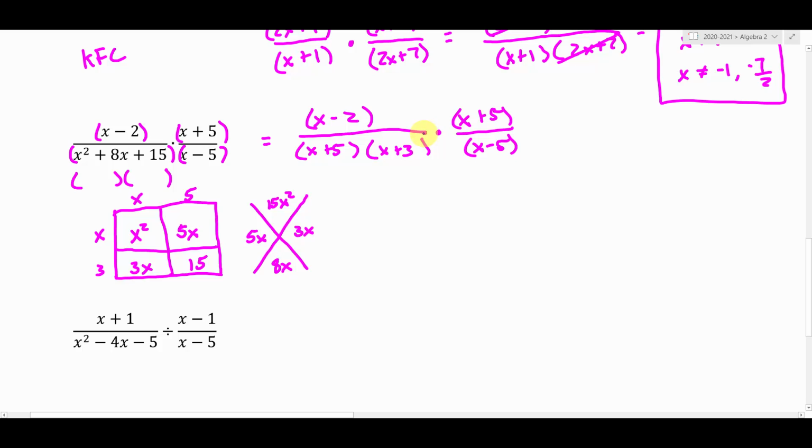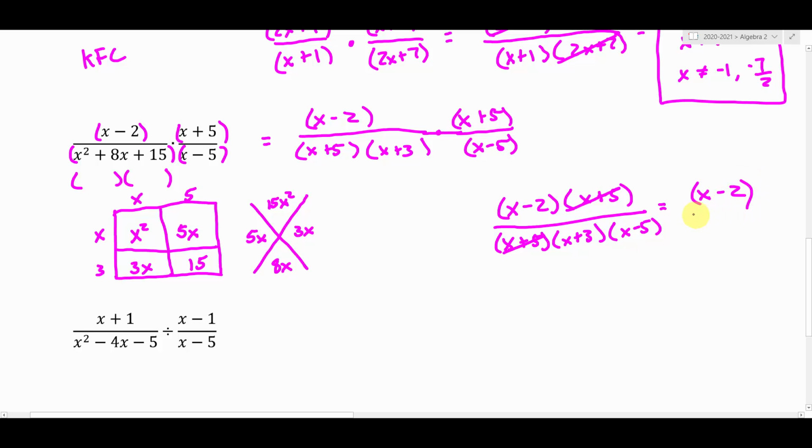Okay, so remember when we multiply, we can bridge the gap. So we just multiply straight across the top, straight across the bottom. So really we're just pushing these two fractions together. So what we end up with here is x minus 2 times x plus 5 over x plus 5 times x plus 3 times x minus 5. And then we scan the top and the bottom for any common factors. So for instance, the x plus 5s, those can go. Those cancel out, they become 1. And all we're left with is x minus 2 in the top and x plus 3 and x minus 5 in the bottom.